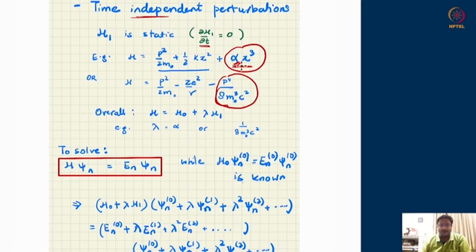So the whole Hamiltonian can depend on time implicitly through the position's dependence on time, but that is not a direct dependence, that is an indirect dependence. Therefore the partial derivatives are 0 with respect to time. Total derivatives may not be 0, because the total derivative will account for the change of the Hamiltonian with respect to the position, and then the position changes with respect to time. So a clear demarcation of a time-independent Hamiltonian is that its partial derivative with respect to time should be 0.